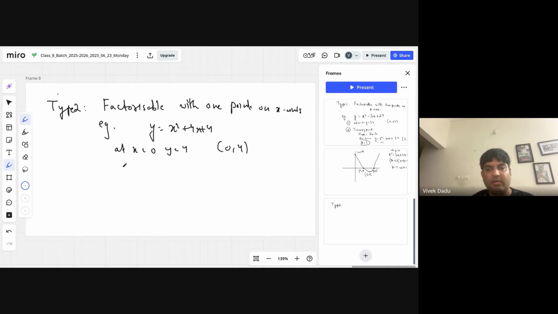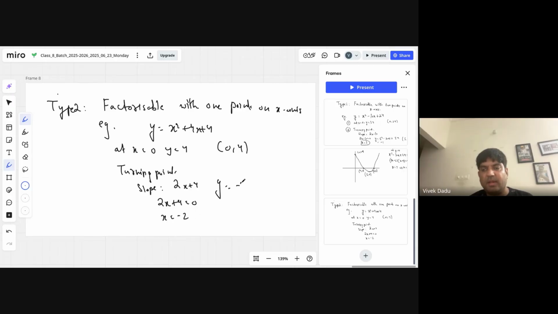Second turning point we will find. So what is the slope? 2x plus 4. Put 2x plus 4 equal to 0. You get x as minus 2. So y is minus 2 whole square plus 4 into minus 2 plus 4, which is 4 minus 8 plus 4, which is 0. So minus 2 comma 0.